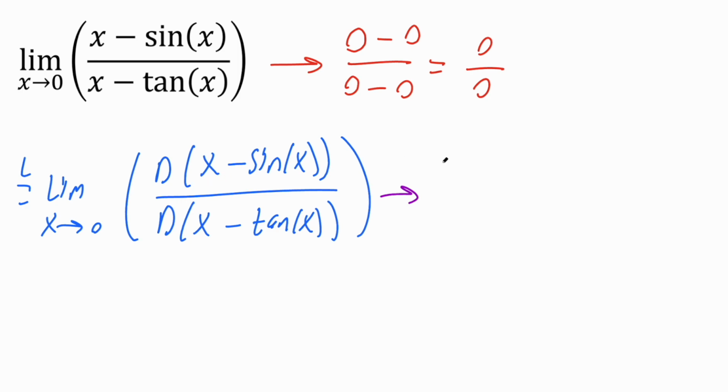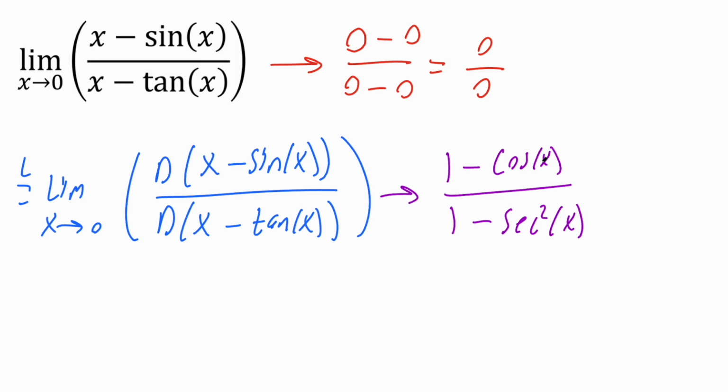The derivative of x is just 1, minus, and the derivative of sine would be cosine. So minus cosine x, divided by, again, the derivative of x is 1, minus the derivative of tan x is secant squared x, so we get minus secant squared x, close parentheses.